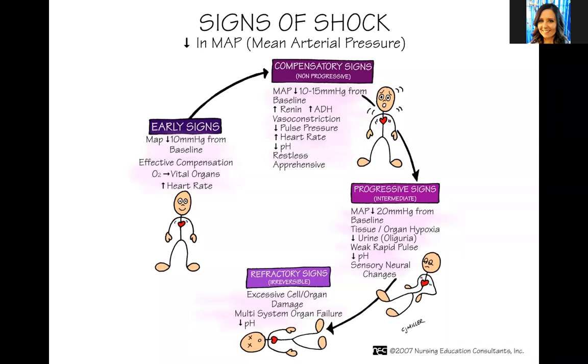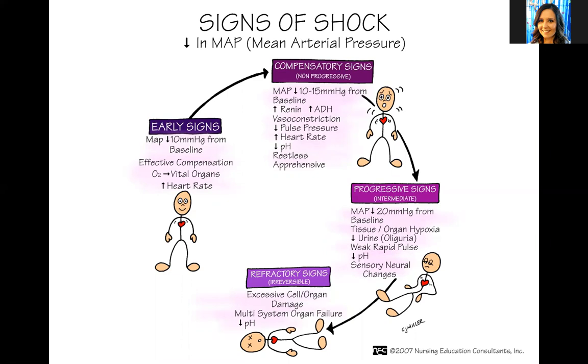So another review, your stages or signs of shock. So those early signs, look at our patient. They look good, right? Their MAP has decreased 10 millimeters of mercury from baseline. So maybe not enough that you'll notice it unless you're really trending. But they have effective compensation, so adequate oxygenation, adequate perfusion. Their heart rate may be slightly elevated, but still within normal.